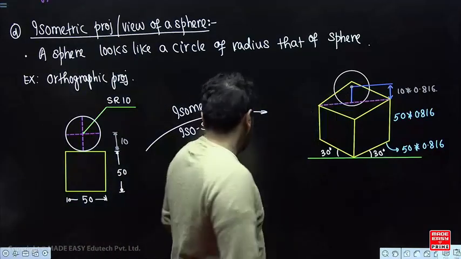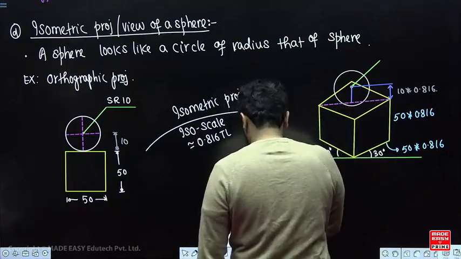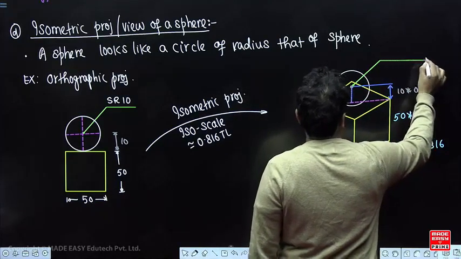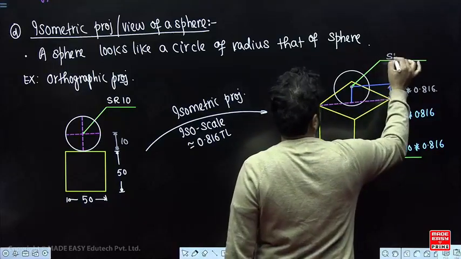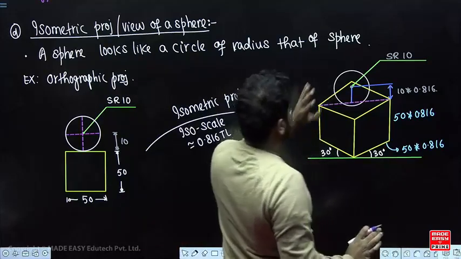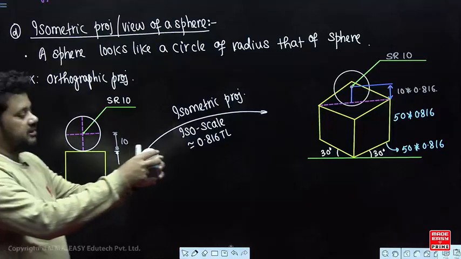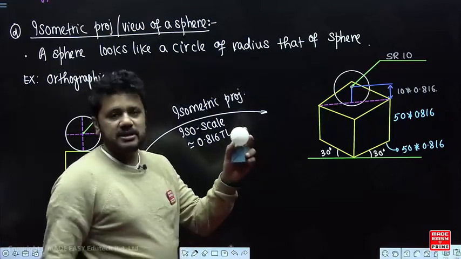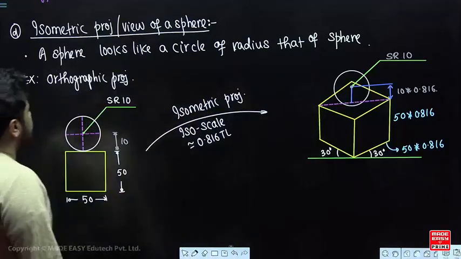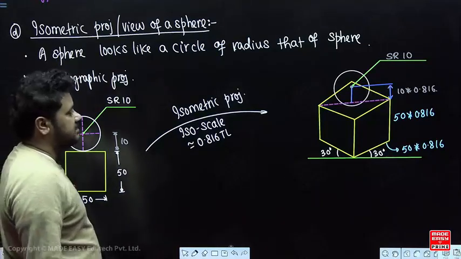This circle will have the same radius that we have seen. This is the spherical radius, and it is 10. A sphere looks like a circle of the radius of the sphere. So the actual sphere is 10, and even if you tilt it, the sphere looks the same, with the same radius. Some portion will lie just below the diagonal. It means that in isometric projection of a sphere, the size of the sphere is not going to change.